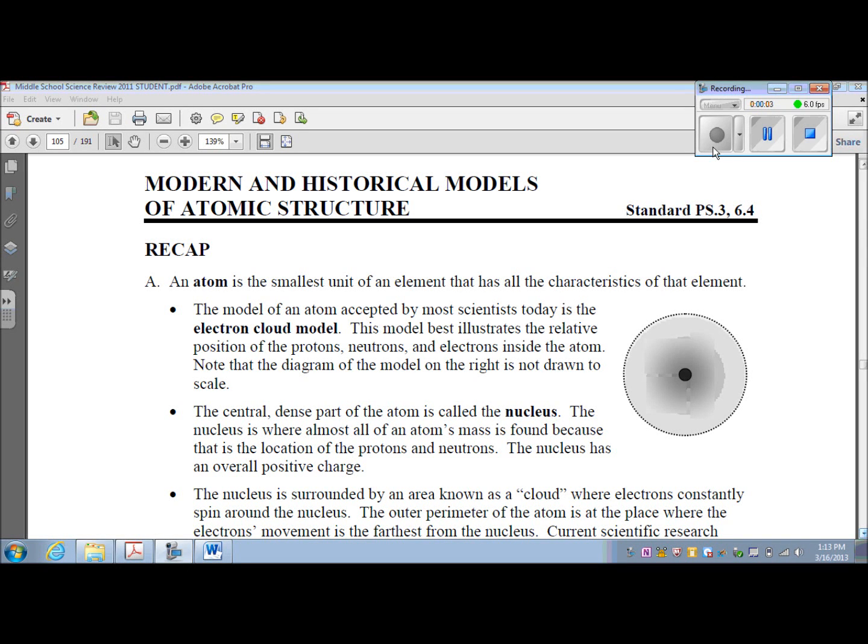Page 91, Modern and Historical Models of Atomic Structure, Recap, Section A. An atom is the smallest unit of an element that has all the characteristics of that element. The model of an atom accepted by most scientists today is the electron cloud model. This model best illustrates the relative position of the protons, neutrons, and electrons inside an atom. Note that the diagram of the model on the right is not drawn to scale.